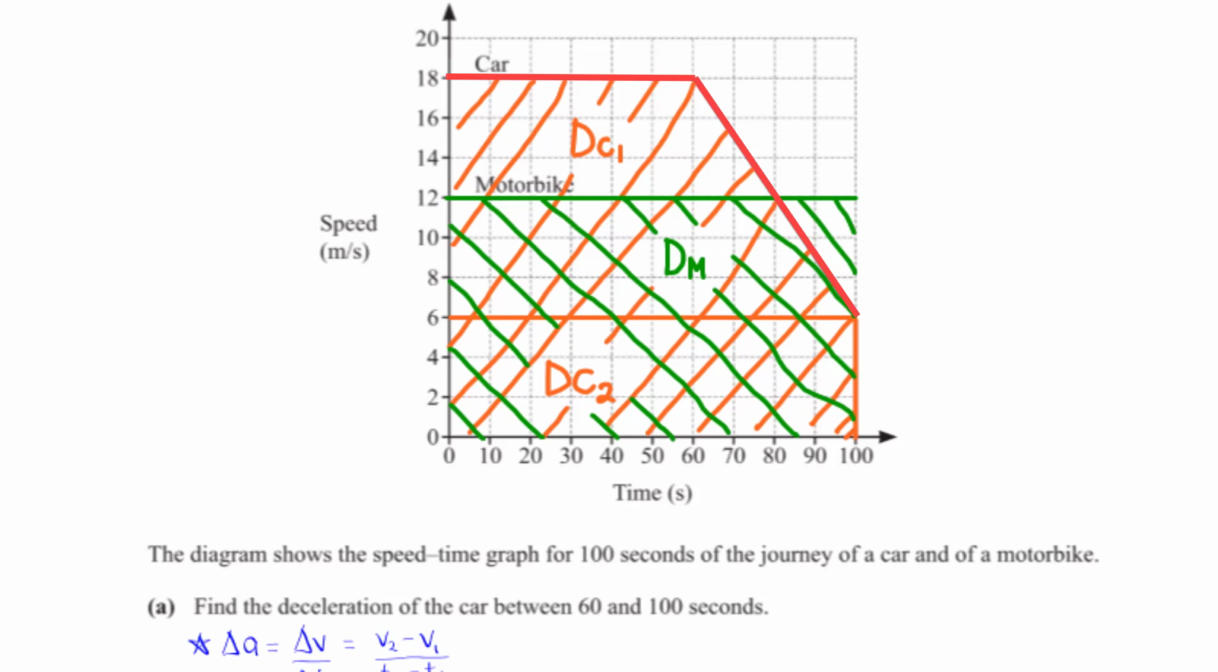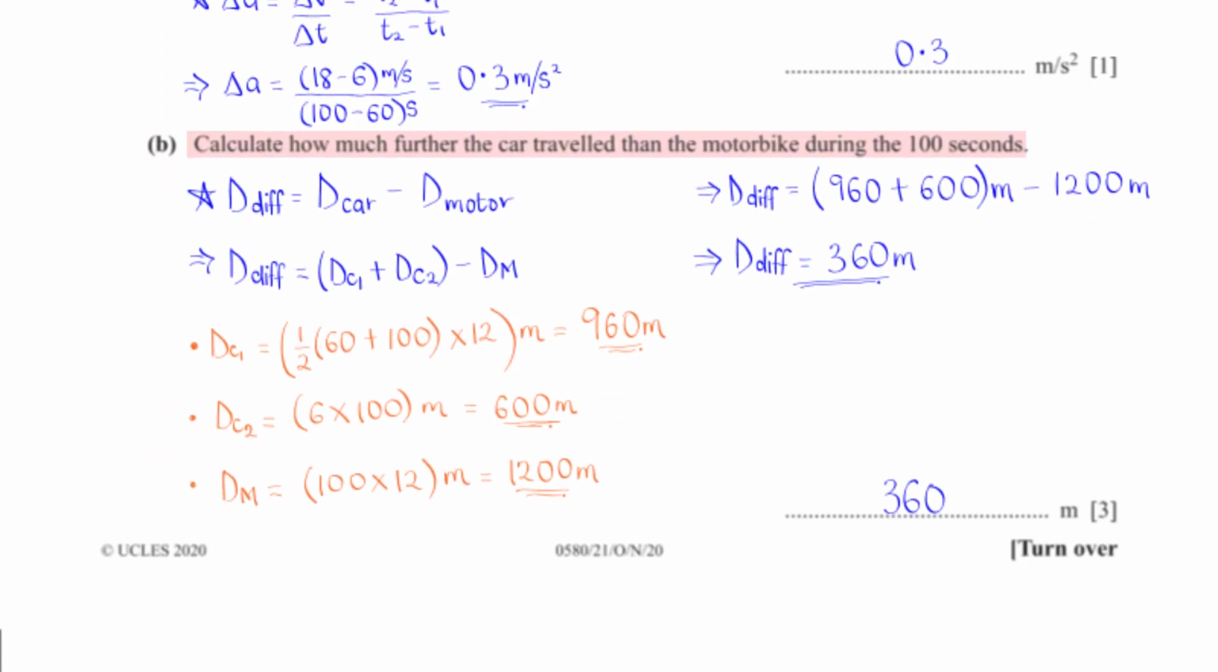a trapezium, which we have labeled as DC1, and a rectangle, which we have labeled as DC2. So DC1 is the area of a trapezium, which is half of 60 plus 100 times 12 meters, giving us 960 meters. DC2 is the area of a rectangle, which is 6 times 100 meters, giving us 600 meters.